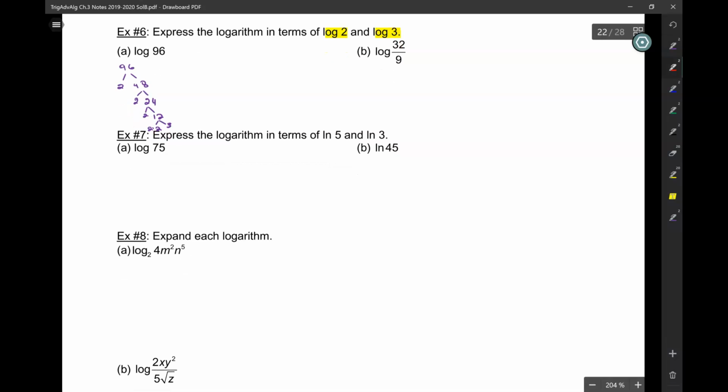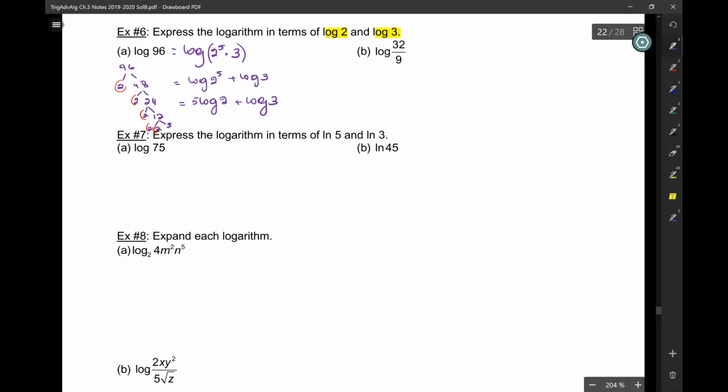So now, how many 2's do I have? 1, 2, 3, 4, 5. So this is equal to log of 2 to the 5 times 3. So it's important here that you write it in terms of exponents, right? Just the way you learned how to do it way back in middle school or pre-algebra. And then I want to expand this, so it's going to be log 2 to the 5 plus log 3. And then, of course, the 5 has to come down, so it's 5 log 2 plus log 3.